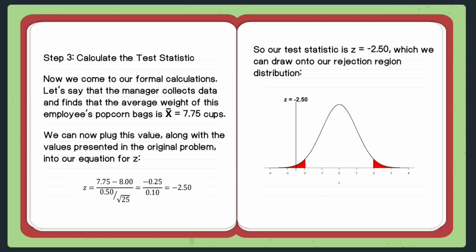So, our test statistics is the z-score na negative 2.50 which we can draw into our rejection region distribution. So, mao na ni siya diri sa bell curve na gi-draw na to na ang negative 2.50 naa siya diri.